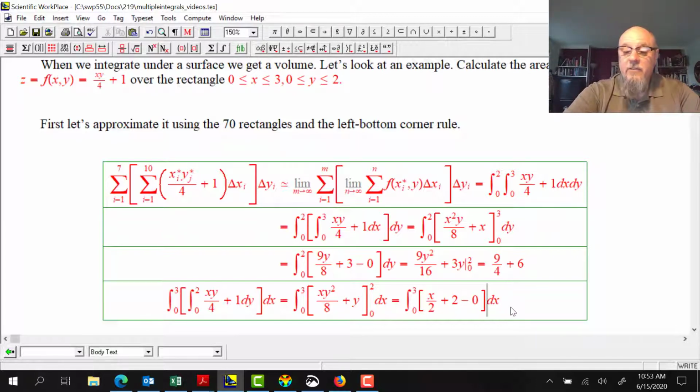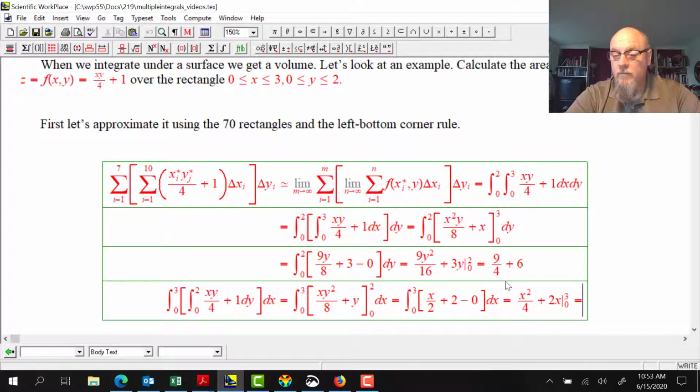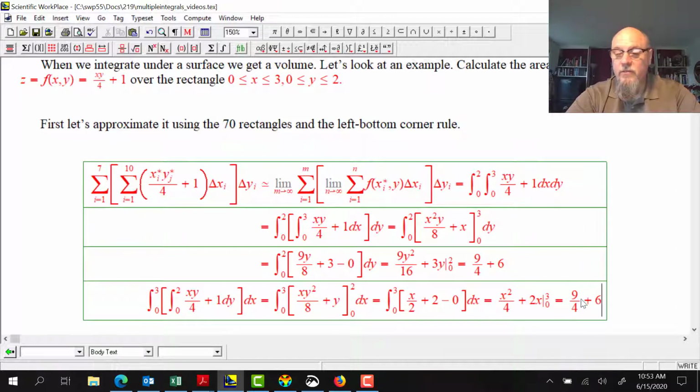Now, finally, let's just integrate with respect to x. This just looks like single variable calculus. Integrating x over 2, that's going to be an add 1 to the exponent, divide by what's up top, so x squared over 4 plus 2 goes to a 2x, and it's a definite integral, so I'm going from 0 to 3. Sub in the top, 9 over 4 plus 6. Sub in the bottom, 0. I get the same answer, yeah, because the volume's the same.